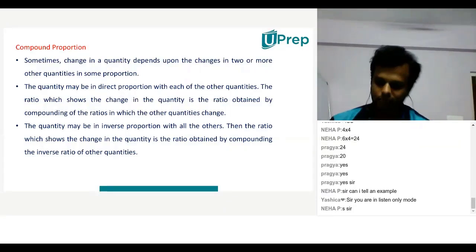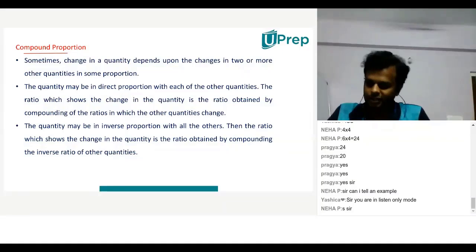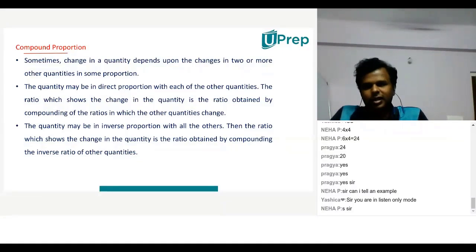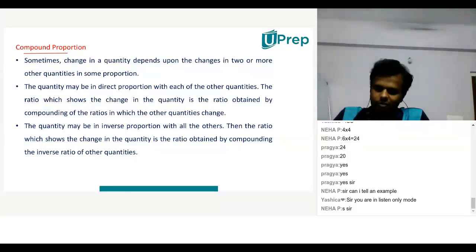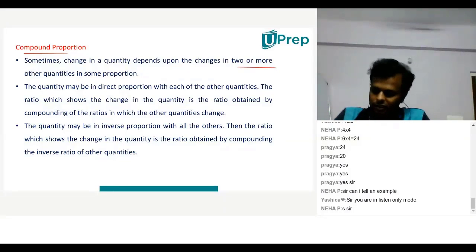So this is about compound proportion. Sometimes a change in quantity depends on the changes in two or more. So in direct proportion and inverse proportion, we have seen only two quantities, right? So here in compound proportion, we have more than two quantities in proportion. The quantity may be in direct proportion with each of the other quantities. The ratio which shows the change in the quantity is the ratio obtained by compounding of the ratios.